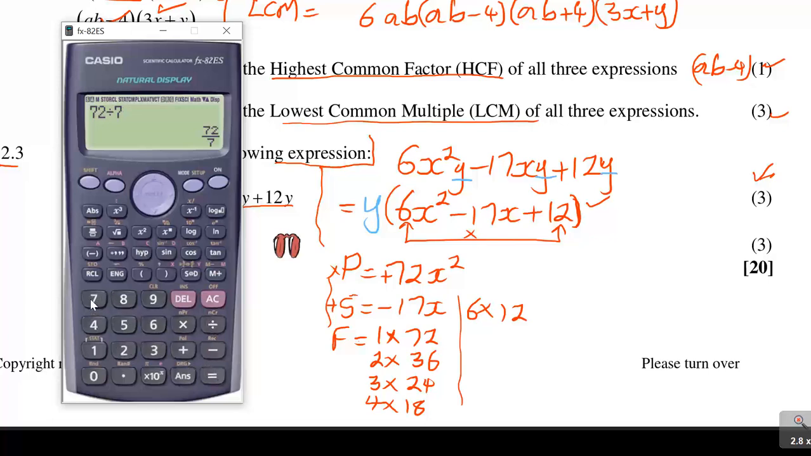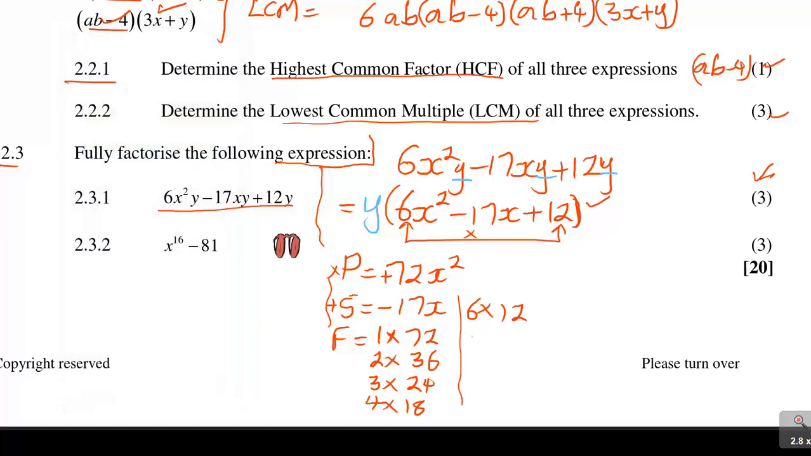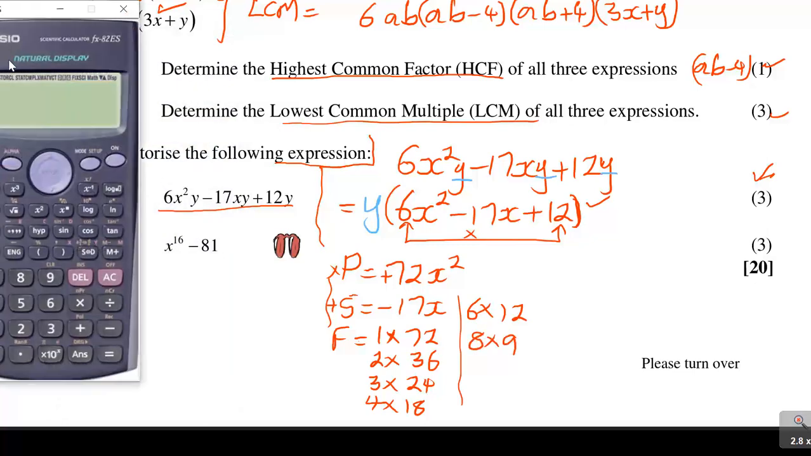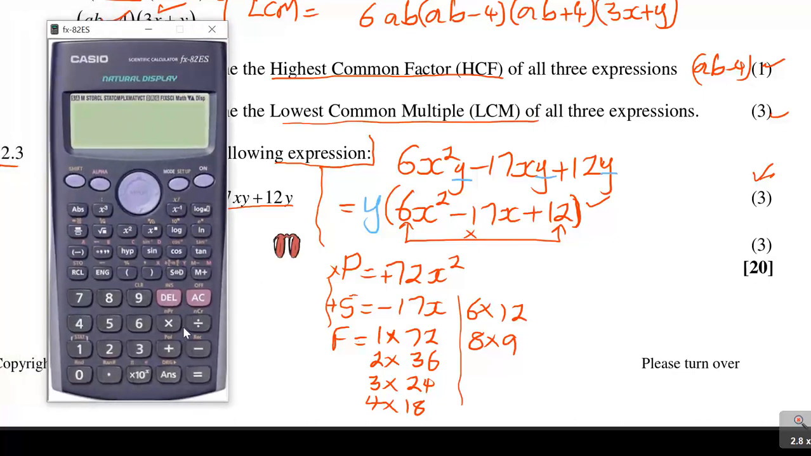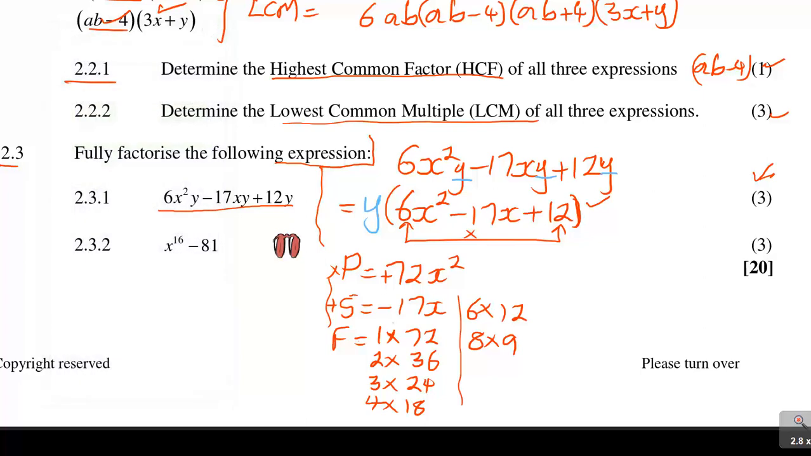It's not giving the answer. 72 divided by 8, I get a 9, which is 8 times 9, and then 72 divided by 9 is 9 times 8. So when you repeat the numbers, it means you have reached an end. So it's 72 divided by 8, and then it will be 8 times 9, and then 72 divided by 9 is 9 times 8. When you start repeating these numbers, it means you have reached the last number.